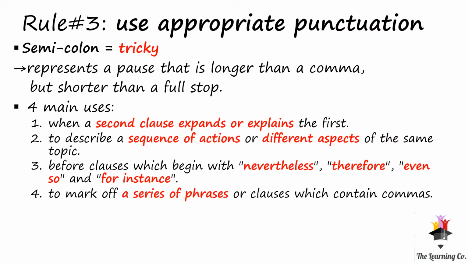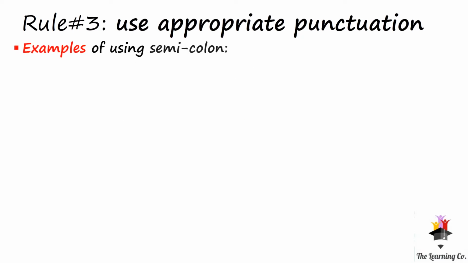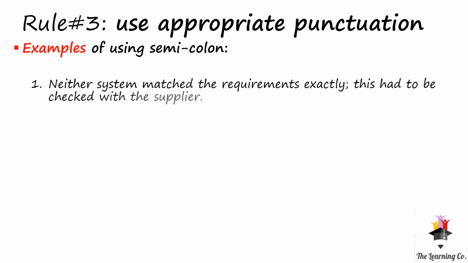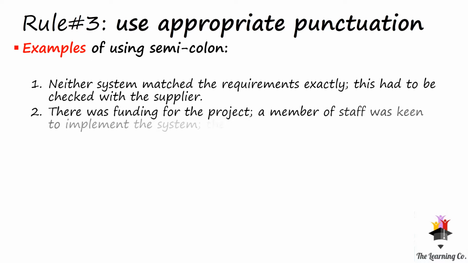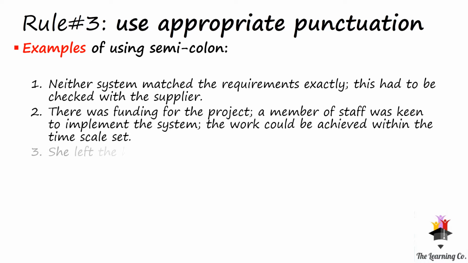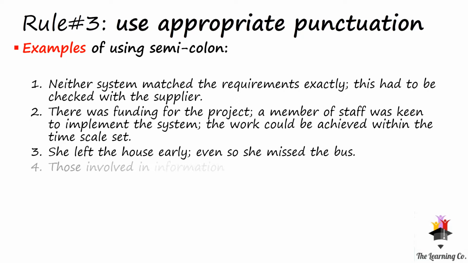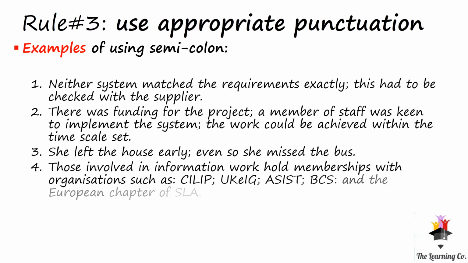Here are some examples of using semicolon. The first example is of second clause expanding or explaining the first. Second example demonstrates a use of semicolon to describe a sequence of actions or different aspects of the same topic. Third example is about clauses beginning with nevertheless, therefore, even so, etc. This particular example is about even so. Fourth example bears a series of phrases which contain commas.